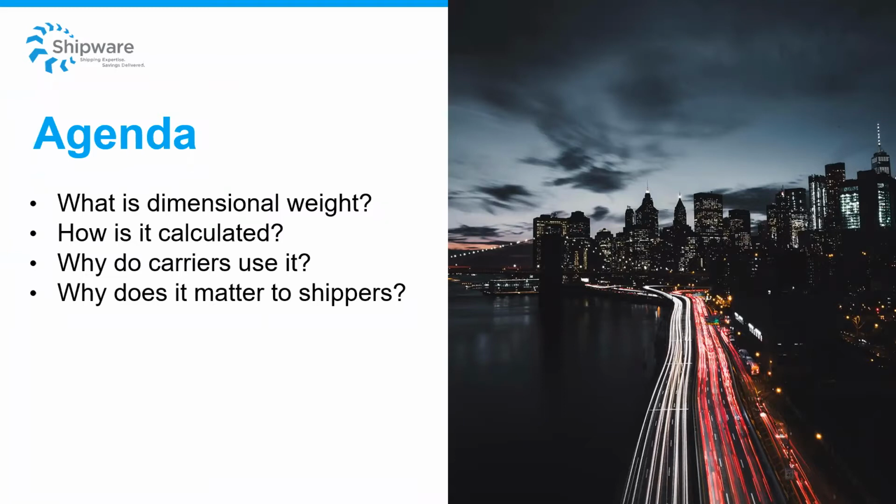We'll talk about why carriers use dimensional weight, why it's so important to them, and why they've expanded their use of it over the past couple of years. And then we'll talk, maybe most importantly, why does it matter to shippers? And what are some things that shippers can do to not only understand better how dimensional weight impacts them, but some steps that they might be able to take to mitigate the impact of it to them.